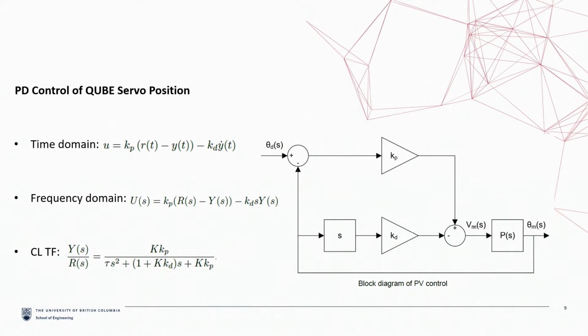You can verify this by looking at the time domain formulation of the control law, where the Kd term is multiplied by y dot instead of e dot. We can also derive the frequency domain representation of the controller by taking the Laplace of the above equation. And by substituting the frequency domain representation into the second order model for the cube servo, we can form the closed loop transfer function for the system.